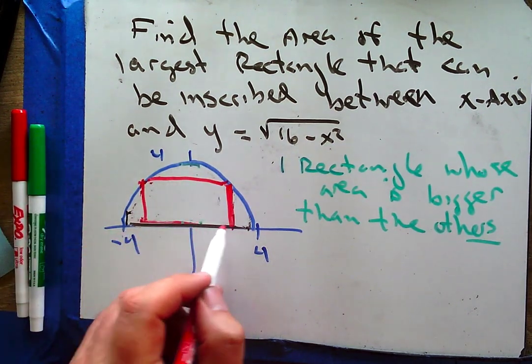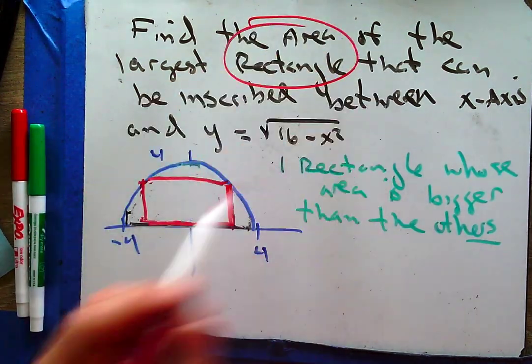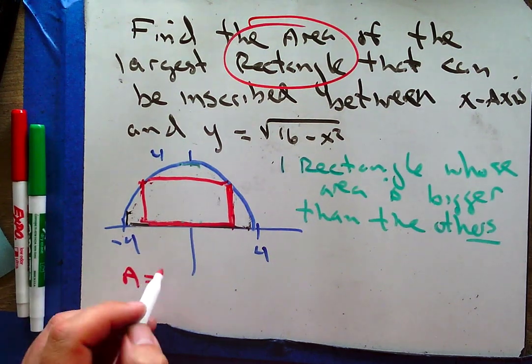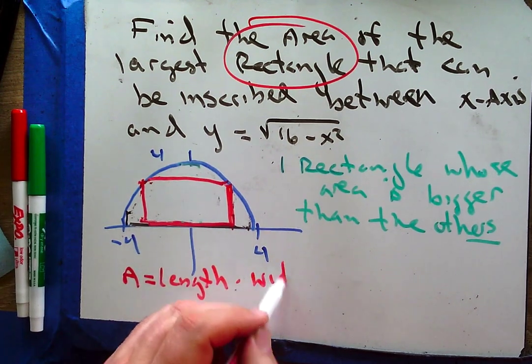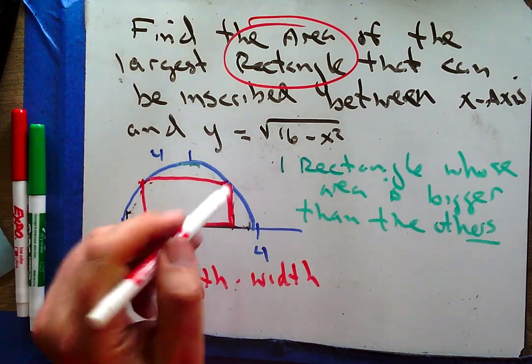And I know you want to say, I don't know anything, Mr. Cooper, but I think we know some stuff. What's the formula for area of a rectangle? Okay, area of a rectangle equals length times width. All right, now here's what I know.